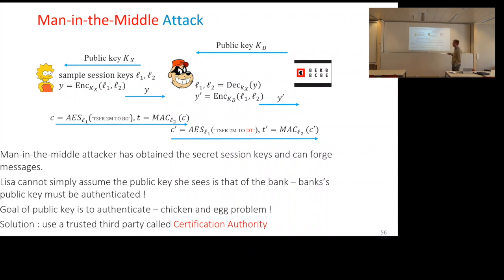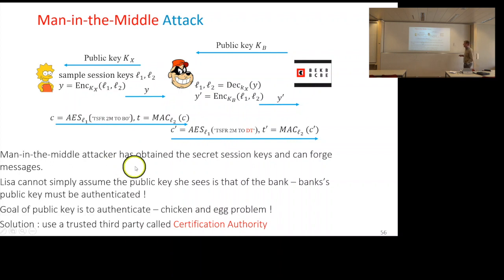Right. Rogue bank. Then Lisa will happily encrypt everything, but will talk to the bad guy. Now the bad guy will talk to the bank here. He will first decrypt everything that has to be decrypted from Lisa, re-encrypt it and send it to the bank, and therefore will be able to change all the messages here. So this is called a man-in-the-middle attack.